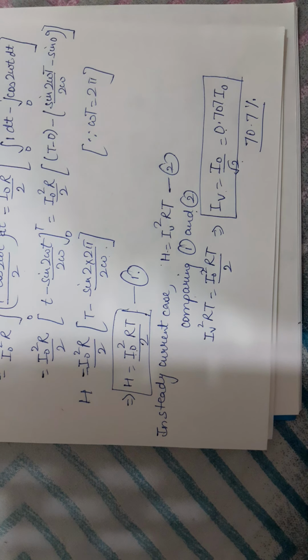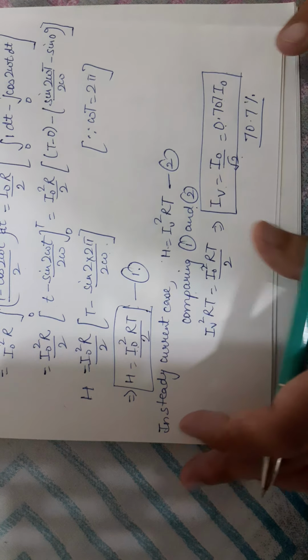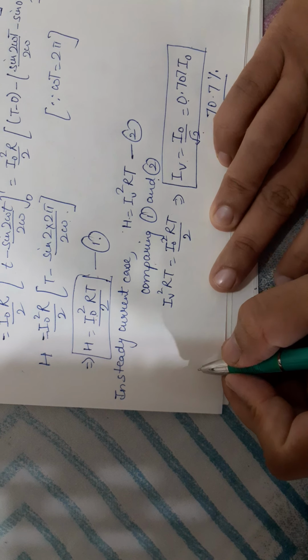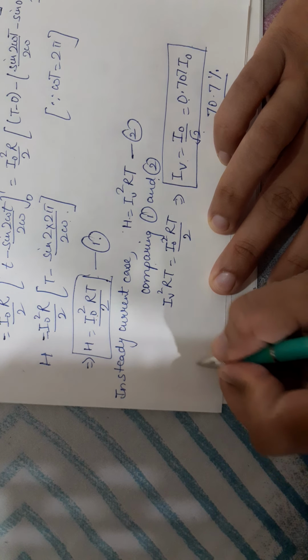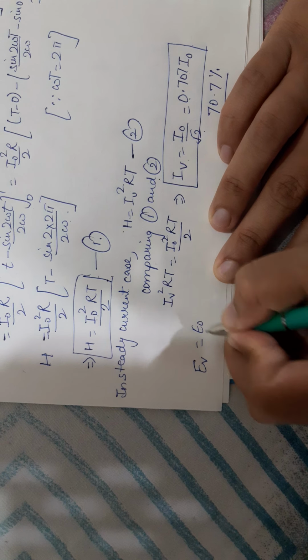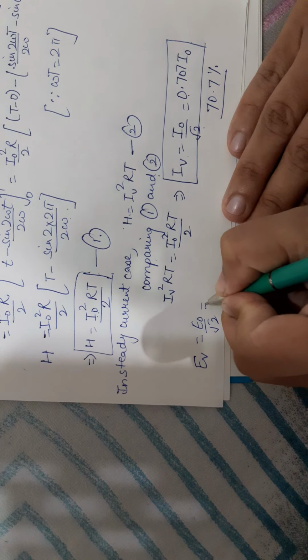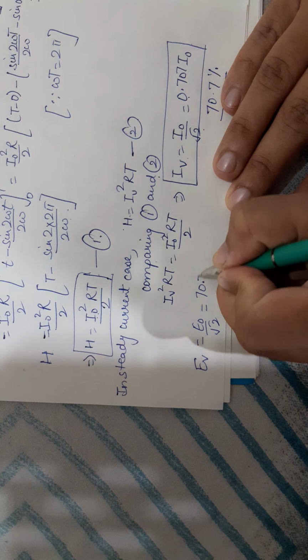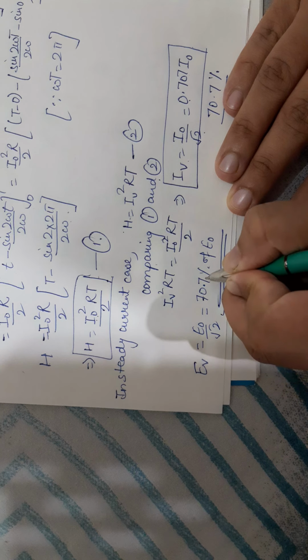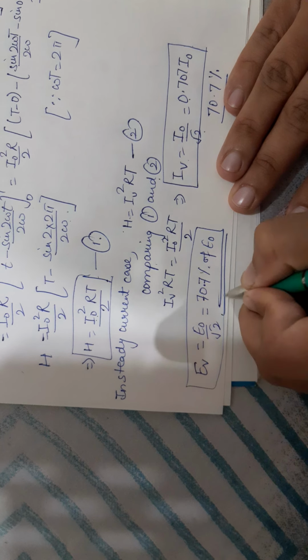And on the same grounds, this is what you have to do yourself. We can find out the RMS value of alternating EMF. That means you have to find out E_V, and it also comes out to be E naught upon root 2, or we can say that 70.7% of E naught. This is the same, on the same ground you can find out this thing.